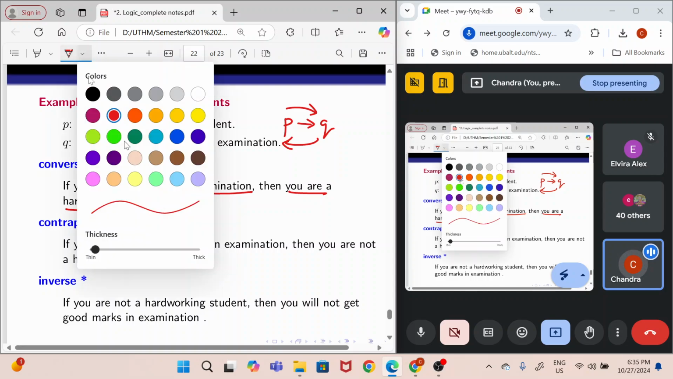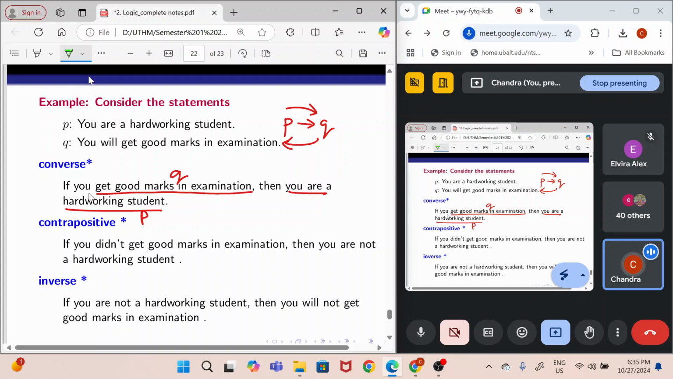Now the contrapositive means basically you need to add a negation. If you did not get good marks in examination, then you are not a hardworking student. That's what I write here, contrapositive. If you didn't get good marks in examination, so basically negate Q, then you are not a hardworking student, negate P. You have to add that.